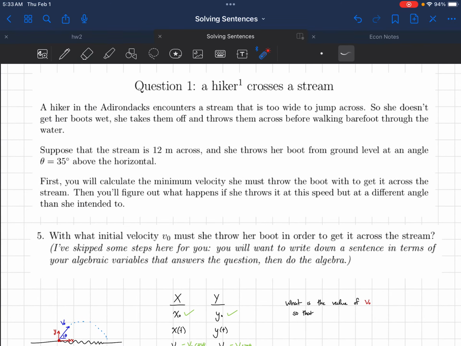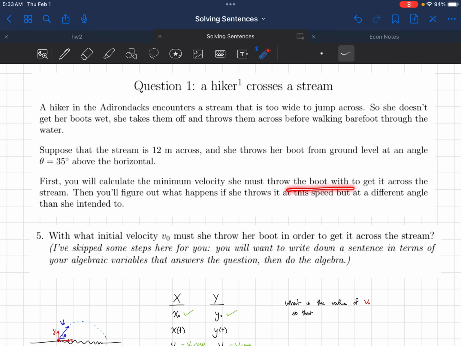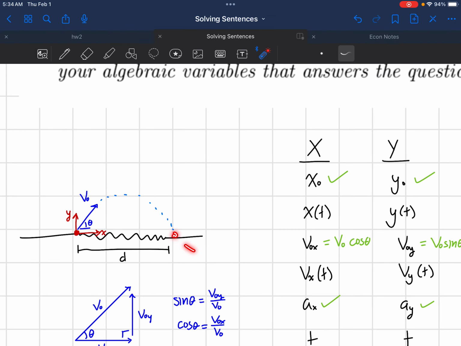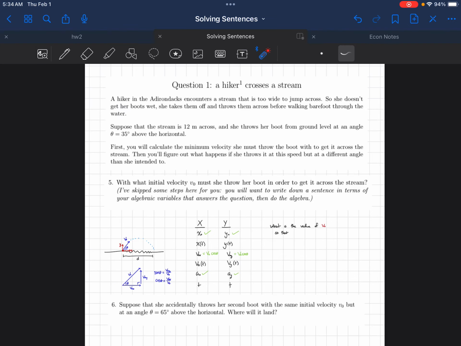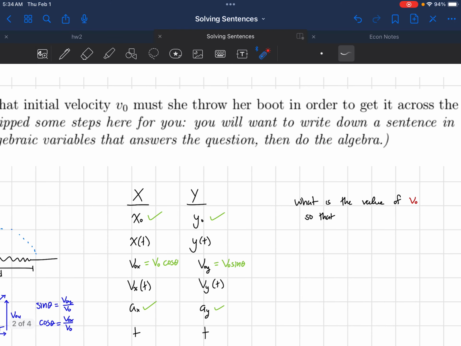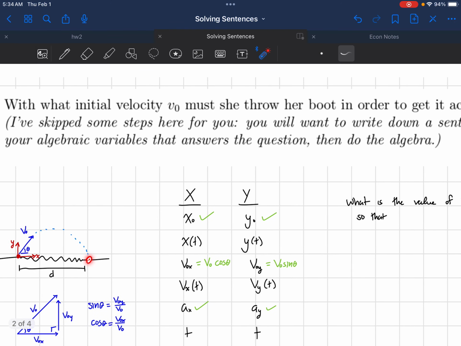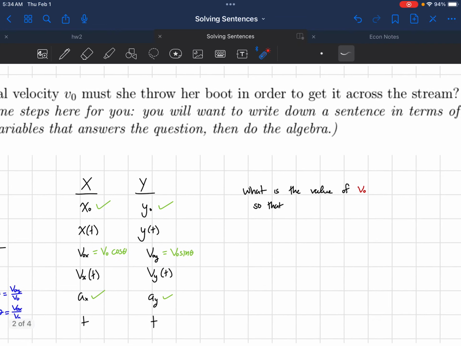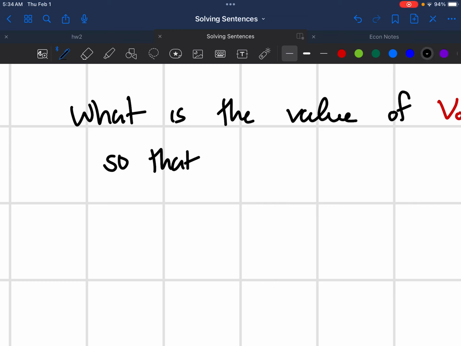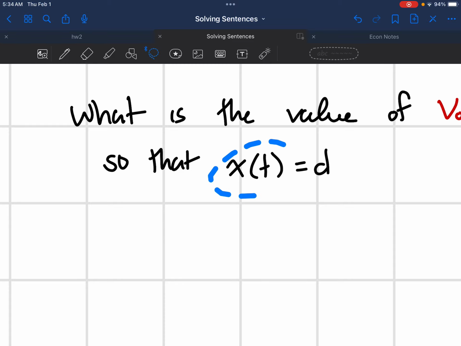In this case, I'm trying to find the minimum velocity to throw the boot to get it across the stream. What velocity must we throw the boot with in order to get it across the stream, in order for the boot to land on the other side of the river, over here? And again, like we talked about with the dog, there's two parts to that. There's the landing, and then there's the being on the other side of the river. So how do I know that it's on the other side of the river? Well, x of t will equal that distance. I should make that red to fit what I've been doing.